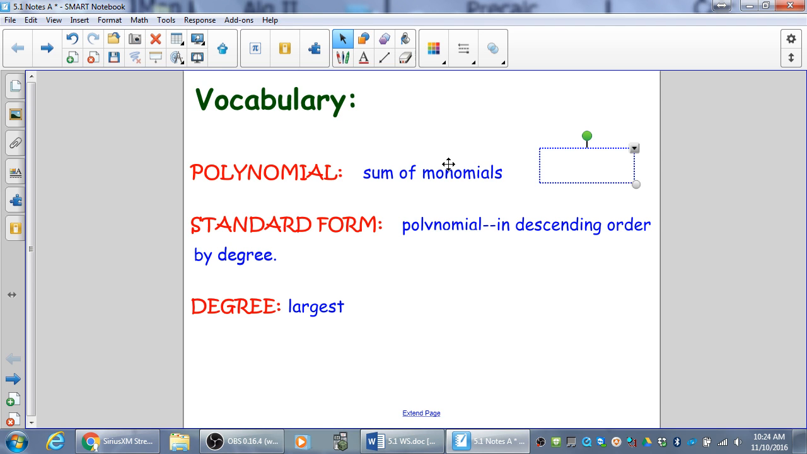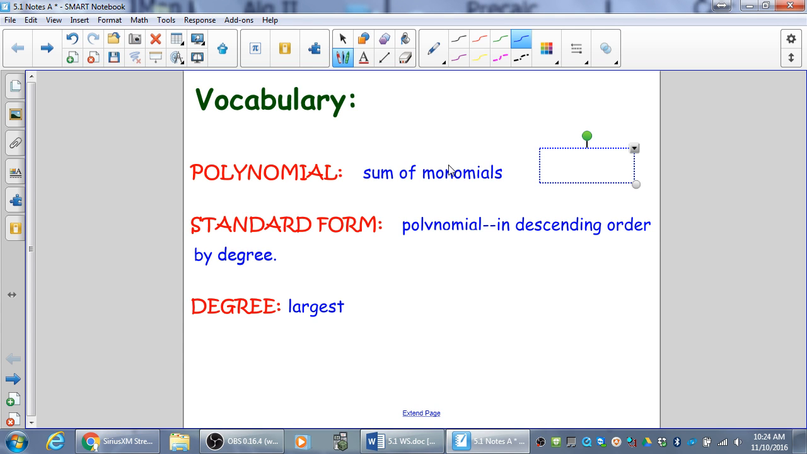Monomials. Monomial means one. Mono, one. Polynomial, poly meaning many. So many monomials. Standard form is a polynomial in descending order by degree, and the degree is the largest degree.